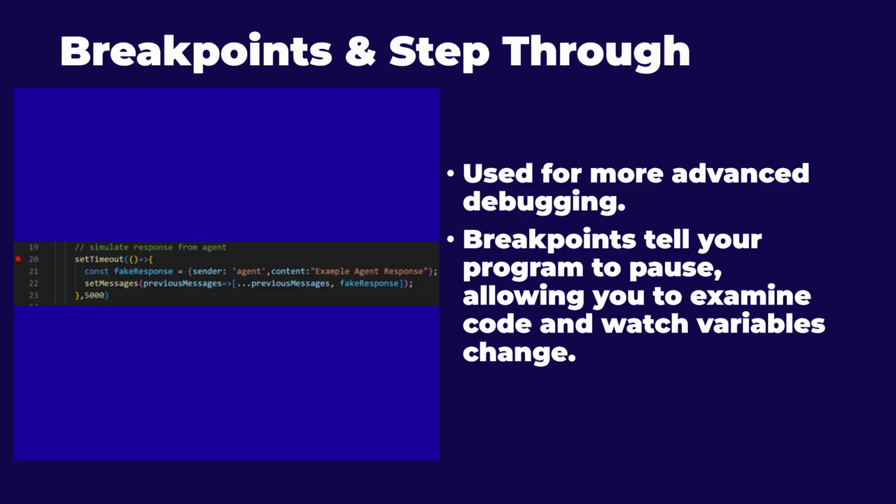A debugger, such as the one that comes with VSCode, is a tool for more advanced debugging. A breakpoint tells your program to pause at a line of code. You can then examine the code on and after that line, one line at a time, watching variables change as you go.